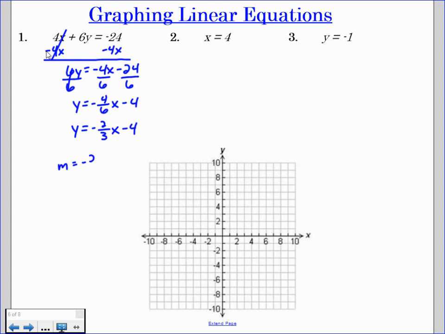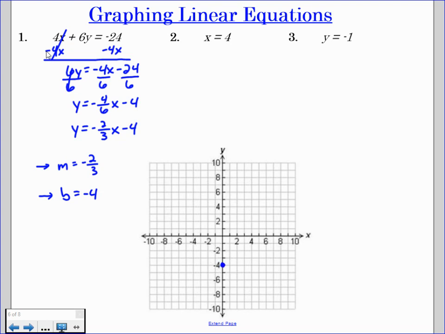Okay, now from here, we need to make sure that we know that the slope is the coefficient of x, negative 2/3. And the y-intercept, our b, is negative 4. Okay, so to graph this line, this is the information that we're going to use here. I start at b. Remember, that's my y-intercept. I'm going to start at b, negative 4 on the y-axis.